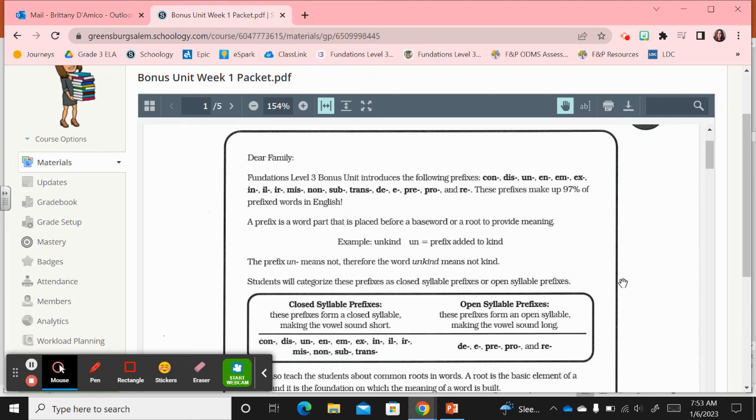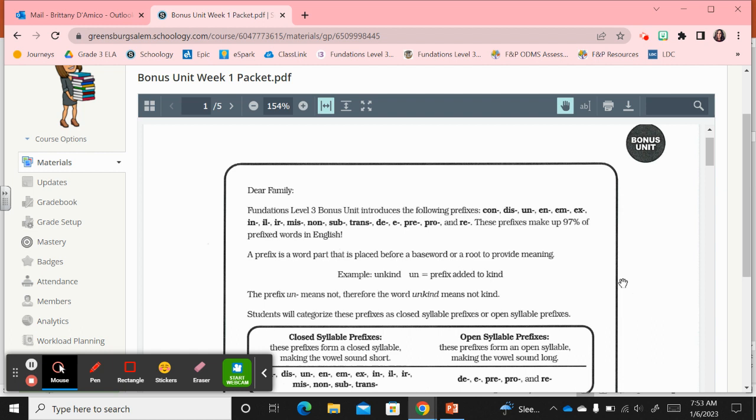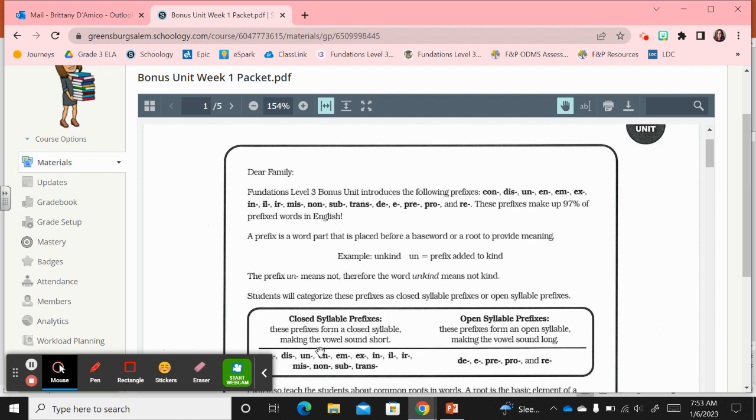Hi, third grade. This week we're going to start into our bonus unit, week 1. Bonus unit is going to be 2 weeks, and that will occur before we begin unit 7. So here is the family letter that goes with the bonus week.